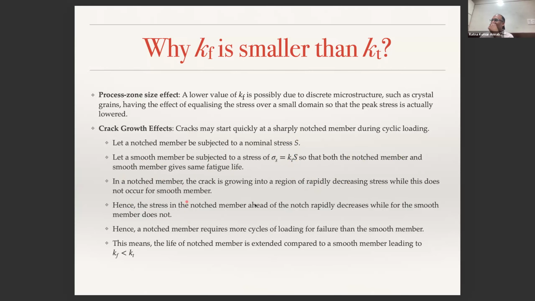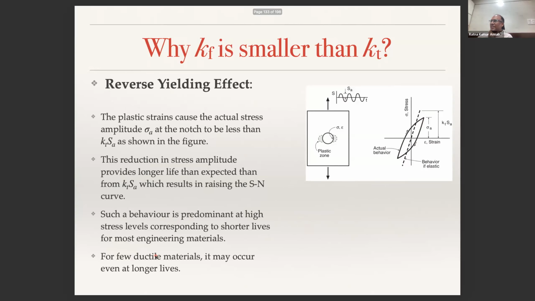As a result, for the notched member the stress ahead of the notch rapidly decreases, while for a smooth member the stress does not decrease rapidly. So that is why you need more number of cycles for failure in a notched member compared to the unnotched member. That is the reason why your Kf is less than Kt. It is basically the plastic deformation ahead of the crack tip.